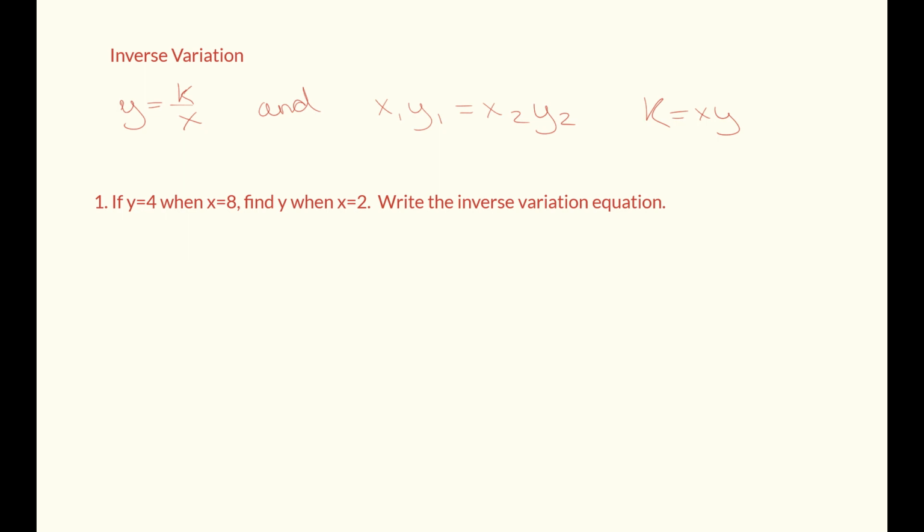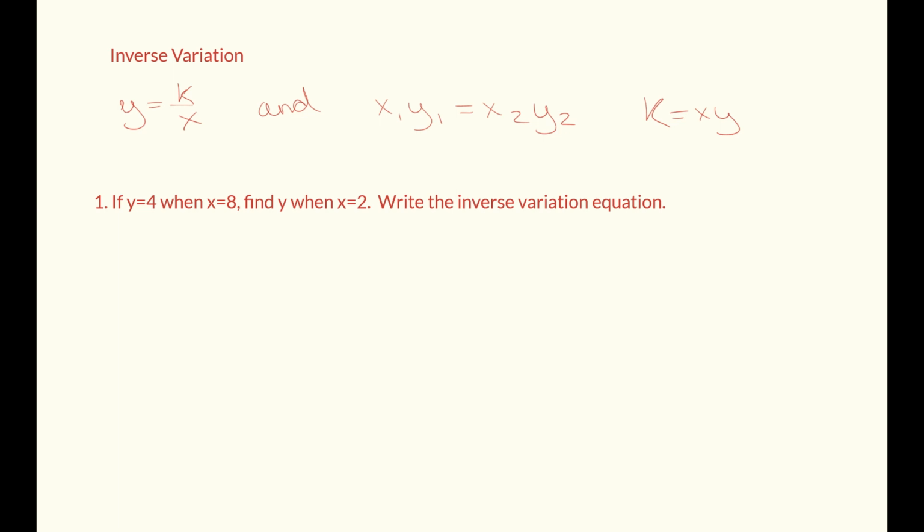I'm going to teach you about inverse variation. It's y equals k over x. That's the inverse variation equation. We find k by multiplying x and y together. You can also use x1, y1 equals x2, y2.